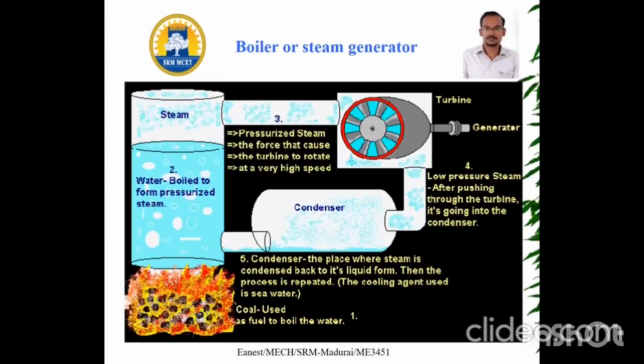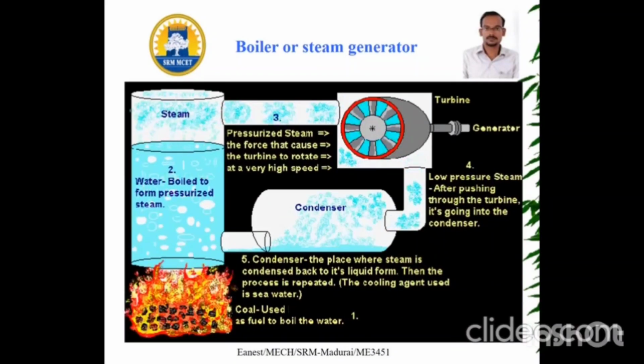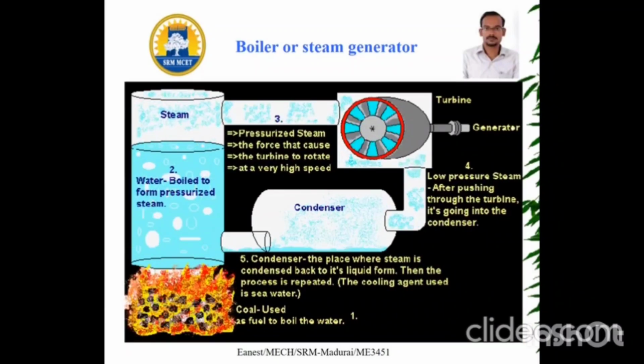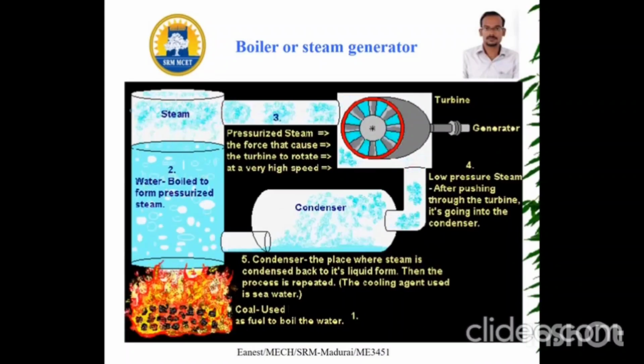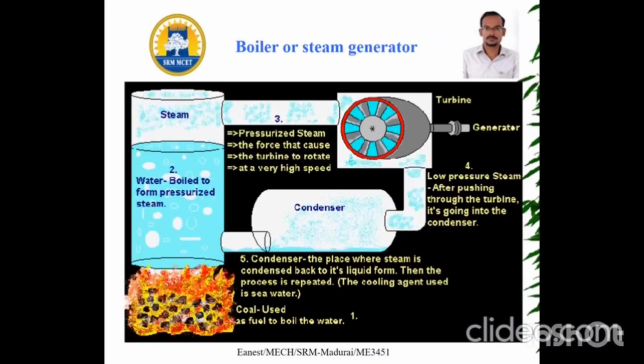The pressurized steam is used to force and rotate the turbine at a high speed. After expanding in the turbine, the low pressure steam is passed to the condenser, where it changes phase from vapor to liquid by the application of seawater. After converting to liquid, it is circulated again inside the boiler in a circulating manner.